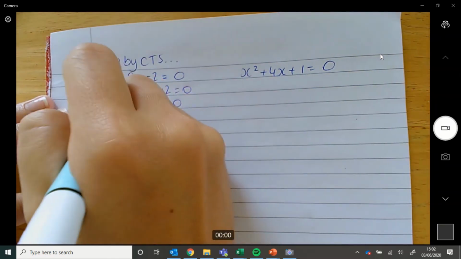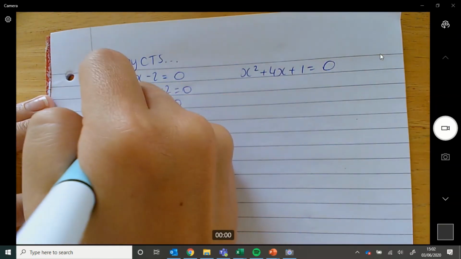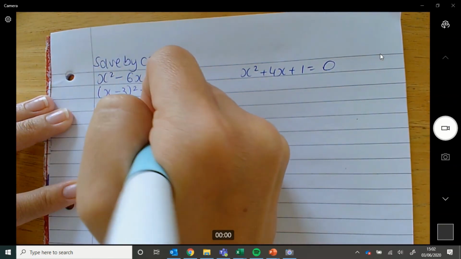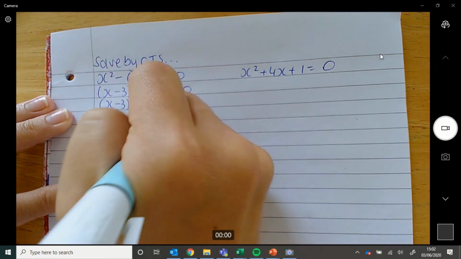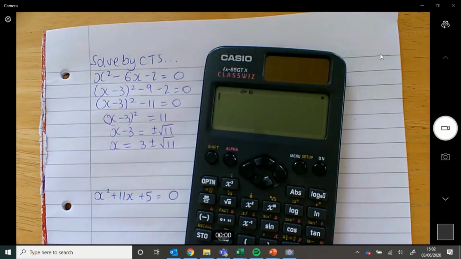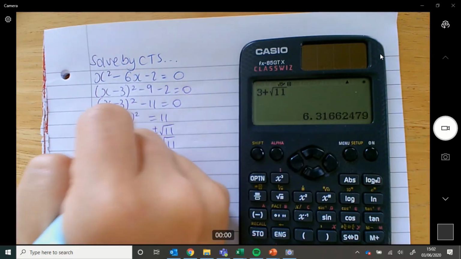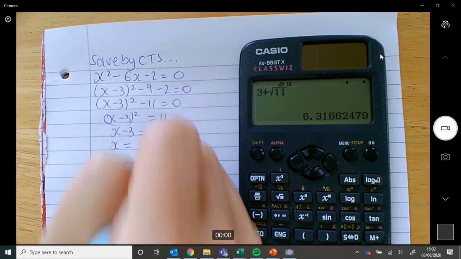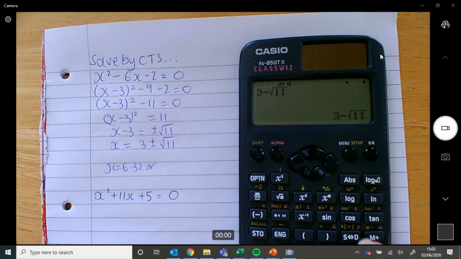I'm going to start to rearrange it by adding 11 onto both sides. I'm then going to square root, remembering that there's 2 versions, positive and negative, and then I'm going to add the 3. Okay, I'm going to type both of those into my calculator. 3 plus root 11 is 6.32. And then I'm going to do the arrows to get my second version, negative 0.317.